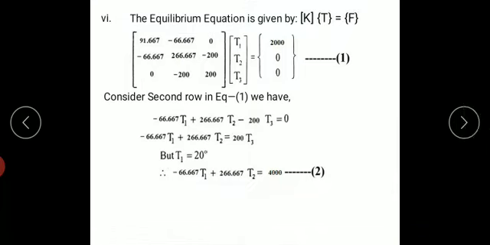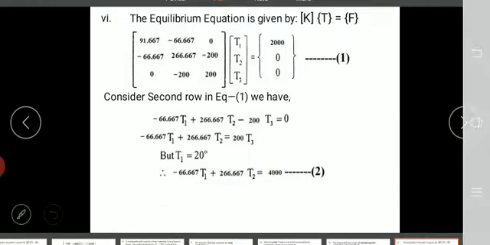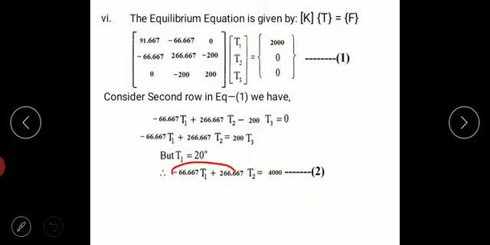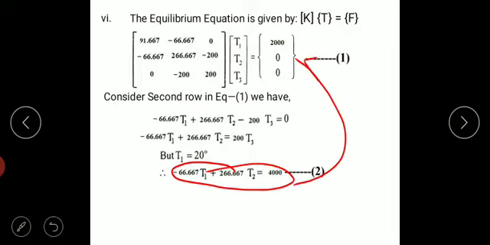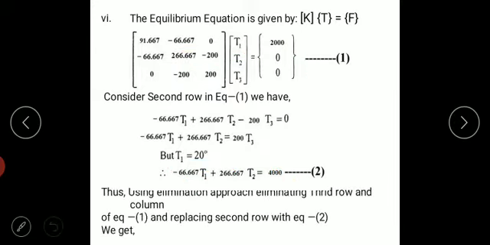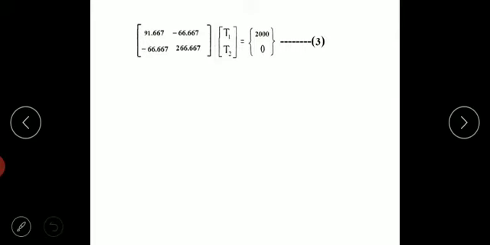Now I am going to replace this row, equation 2, in equation 1. I will replace it with this second row. So finally what am I going to get here? Using the elimination approach, eliminating the third row and column, equation 1, and replacing the row with equation 2, we get 2 by 2, or 2 simultaneous equations.